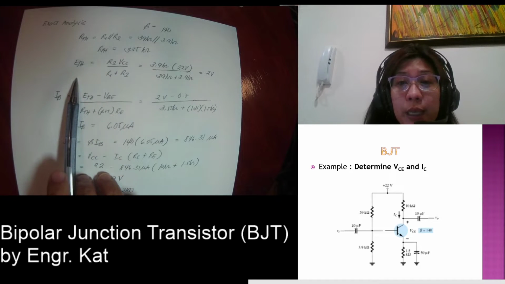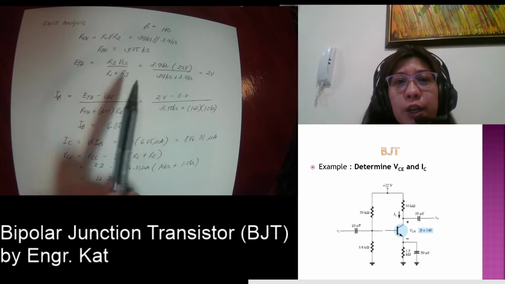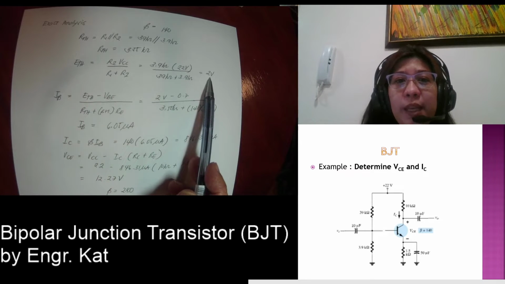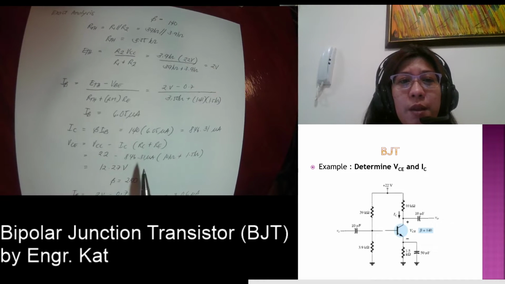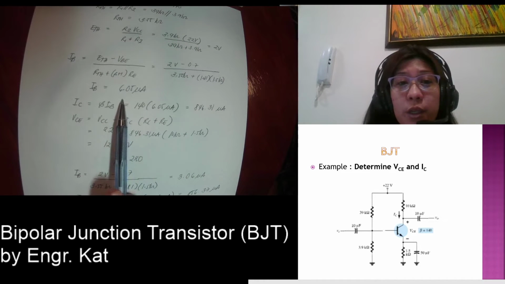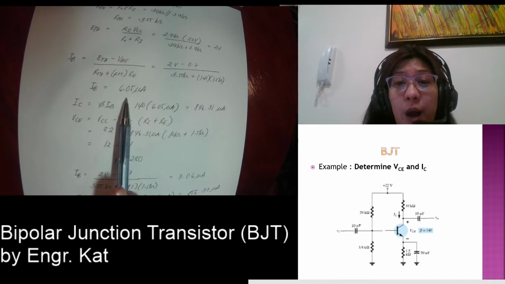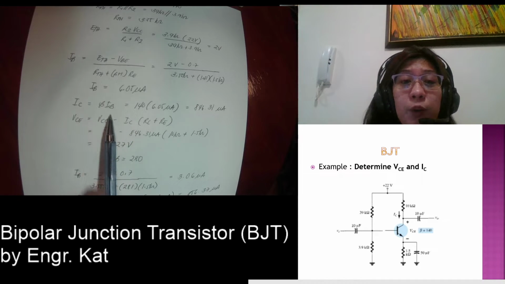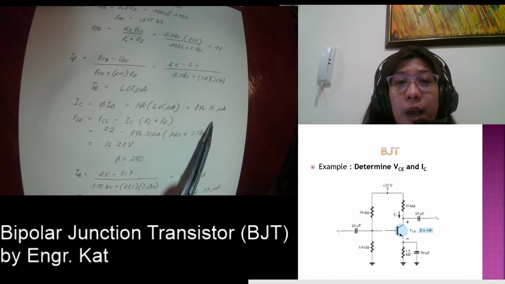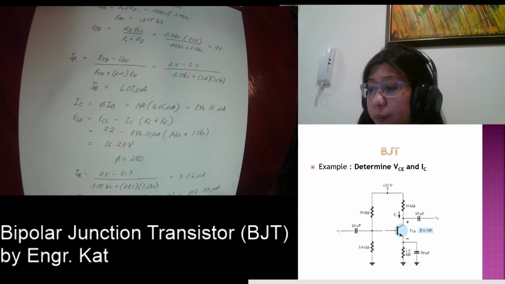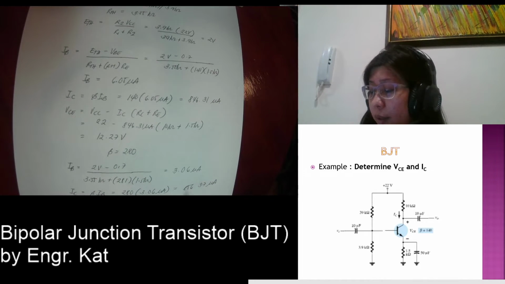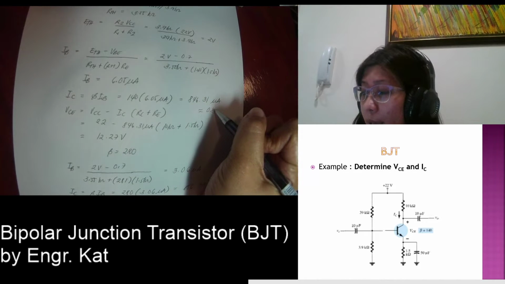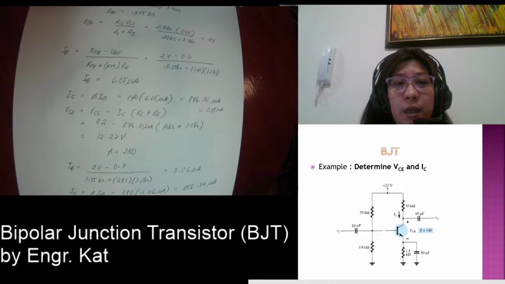And then we solve for the VTH or the ETH, that is the voltage across your R2. So by voltage divider, we have solved for the value of ETH, which is 2 volts. And then by using the formula, we have your IB, which is equivalent to 6.05 microamperes. So knowing IB, using beta equal to 140, we have here 846.31 microamperes, or around 0.85 milliamperes. Solving for VCE, we have 12.27 volts.